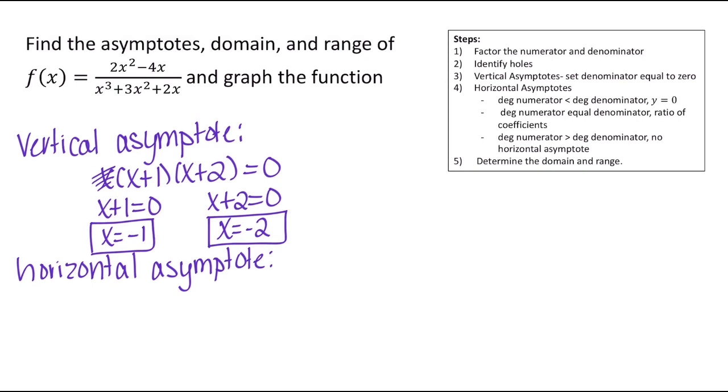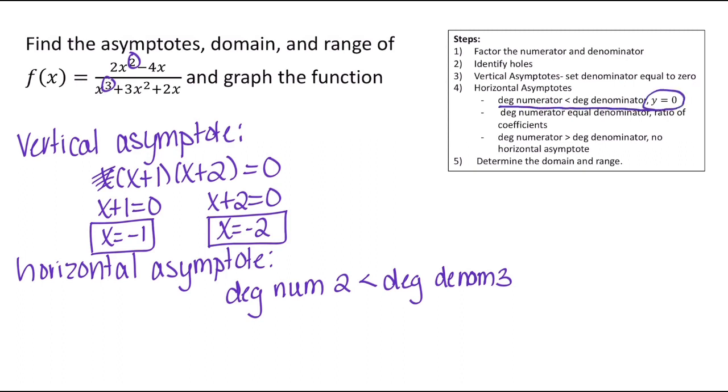So for the horizontal asymptote, I'm going to look at the degree of the numerator and denominator. The degree of the numerator is 2. The degree of the denominator is 3, right? The highest degree term. So we have 2 and we have 3. Well, in this case, the numerator degree is less than the degree of the denominator. So we have this situation right here. That means there is a horizontal asymptote at y = 0.